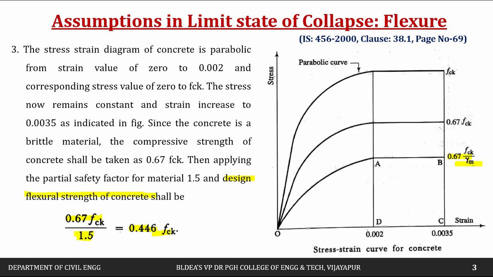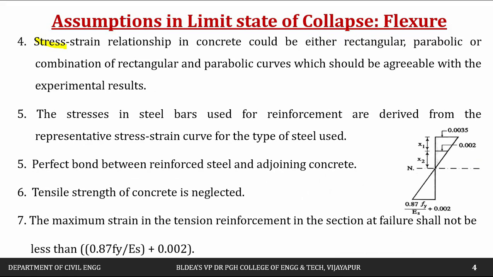Next, the stress strain relationship in concrete could be rectangular, parabolic, or a combination of both rectangular and parabolic curves, which should be agreeable with the experimental results. The thing is that it has to agree with experimental results. Then, the stresses in the steel bars used for reinforcement are derived from the representative stress strain curve for the type of steel used.